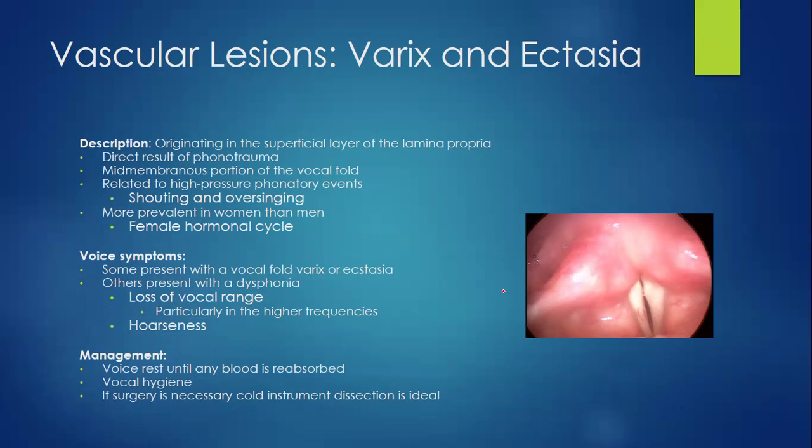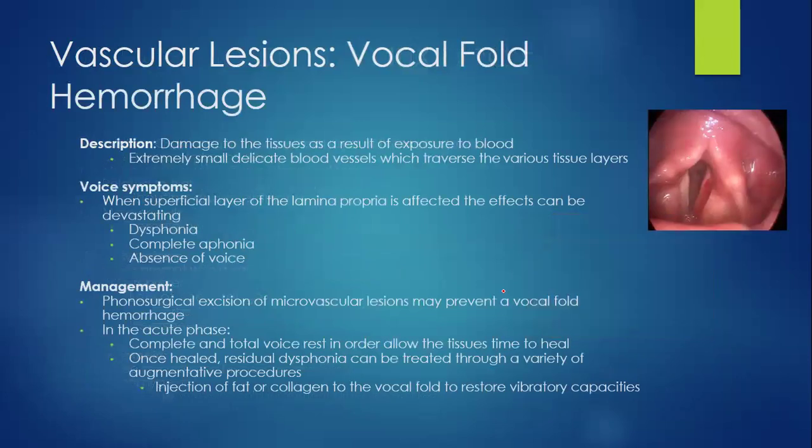Managements include vocal rest until any blood is reabsorbed, and vocal hygiene is important. And if surgery is needed, cold instrument dissection is ideal. Another vascular lesion is vocal fold hemorrhage, and hemorrhage is just direct damage to tissues as a result of exposure to blood.